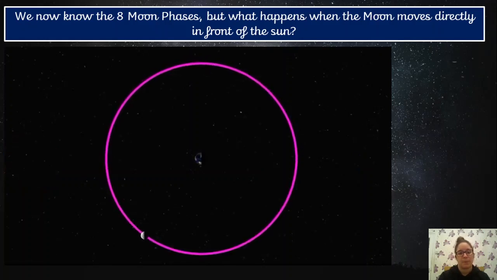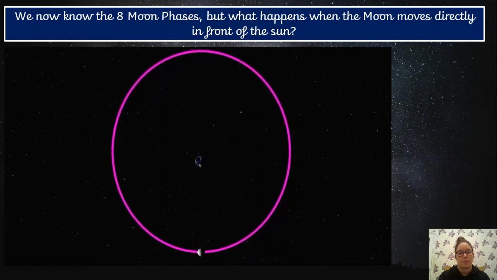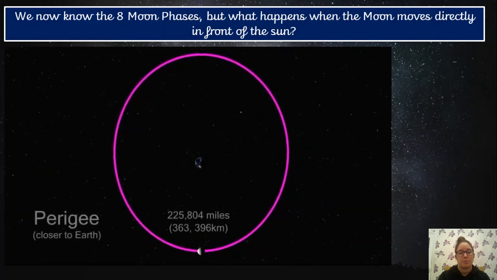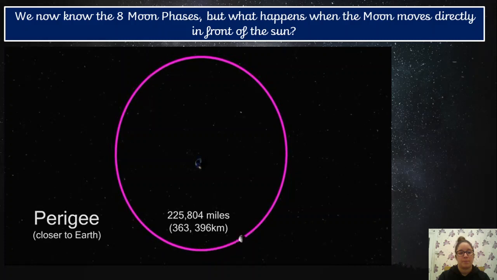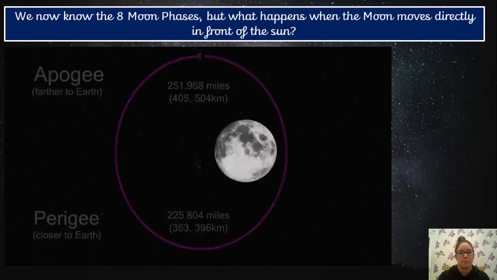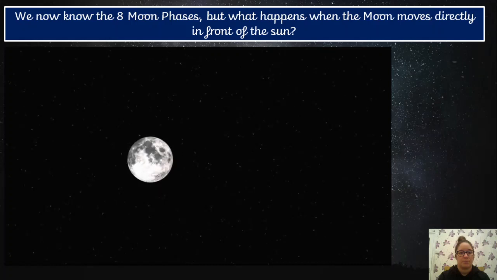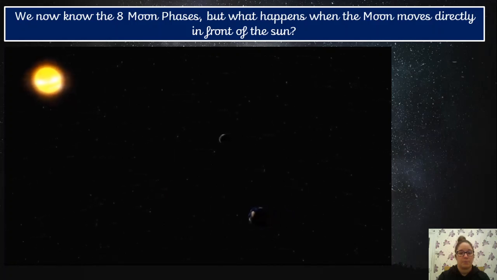The moon's orbit is actually not a perfect circle. It's in the shape of an ellipse. When it's closest to the Earth, we call it perigee. When it's farthest away from the Earth, we call it apogee. It's only a small difference, but it's enough to cause the moon to grow and shrink as seen from the Earth.